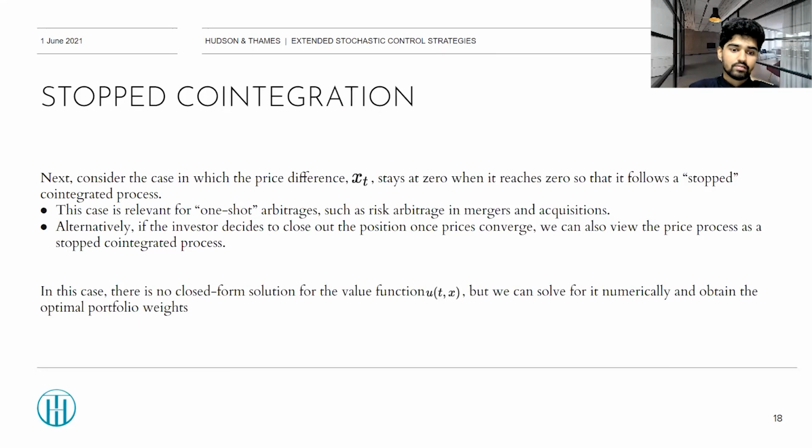Next, for the stopped cointegration case, we consider that the price difference XT stays at 0 when it reaches 0 for the first time, so that it follows a stopped cointegration process. This case is relevant for one-shot arbitrages, such as risk arbitrage in mergers and acquisitions, for example. Alternatively, this case also suits an investor who decides to close out their position once prices converge. That case can also be represented by a stopped cointegration process. For the stopped cointegration process, unfortunately, there is no closed form solution which we can calculate from the partial differential equation. But we can solve the partial differential equation numerically and obtain the optimal portfolio.